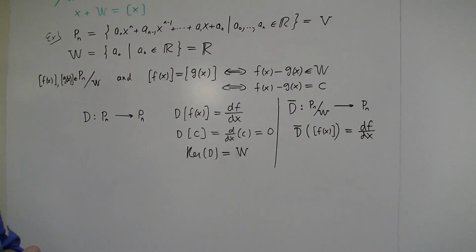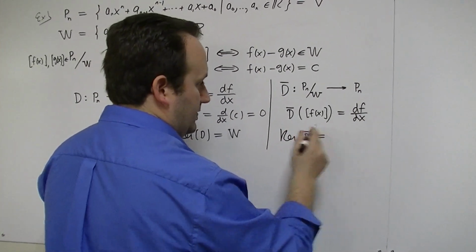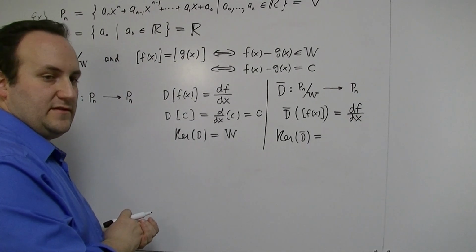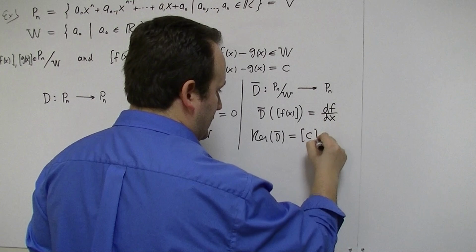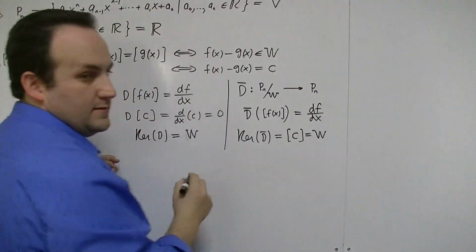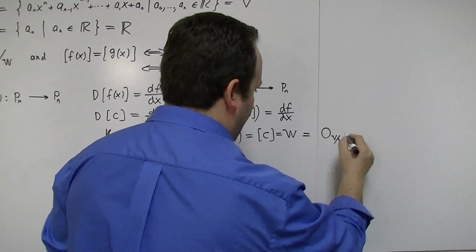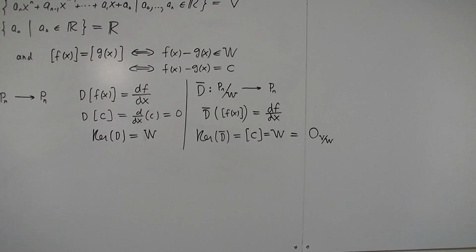And then all of a sudden, what's the kernel of D bar? It's the coset of the constant functions, which is W, right? Which is, by the way, the 0 in the quotient space. That is the 0 in the quotient space, right? So therefore, the derivative operator is one-to-one on this quotient space.